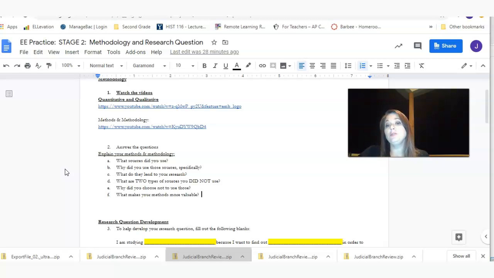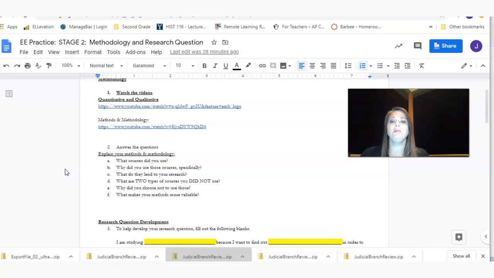D says, what are 2 types of sources that you did not use? So let's say that you have some statistics that you find that you think may be pretty good, but when you actually investigate them, they don't actually apply to your research. Well, you could do that. You might also not have to use personal accounts. Maybe you can't use personal accounts. And so some of that information can be found in the subject guides if you need to. And so that would also answer letter E.